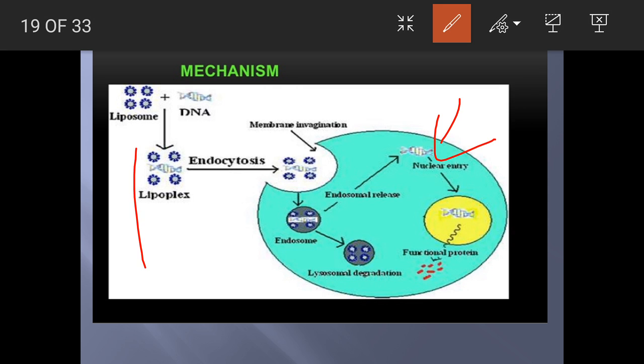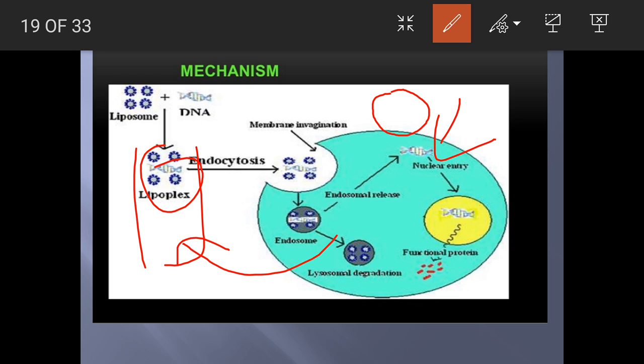This is a test tube. In the test tube you have taken liposomes with your desired DNA. In the liposome the desired gene is there, and you take the cell where you want to transfer your gene into the same test tube. Then what happens? First, these liposomes go and bind themselves to the membrane of the protoplast where you want to transfer.